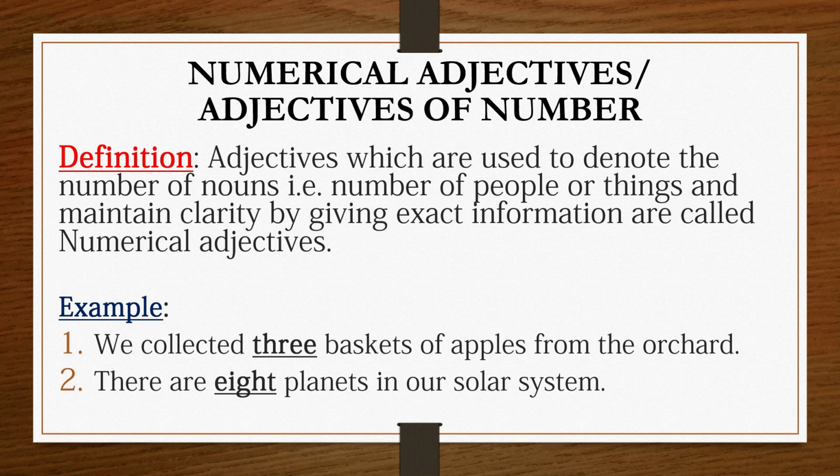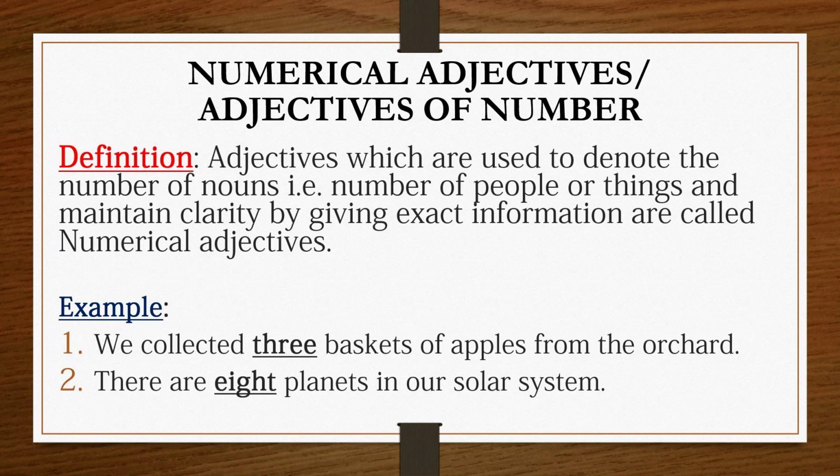See the example, we collected 3 baskets of apples from the orchard. So here it's giving a specific number. How much? How many? 3. And there are 8 planets in our solar system. How many are there? 8. It is giving the exact number. Yes, children, I hope you understood numerical adjectives also.